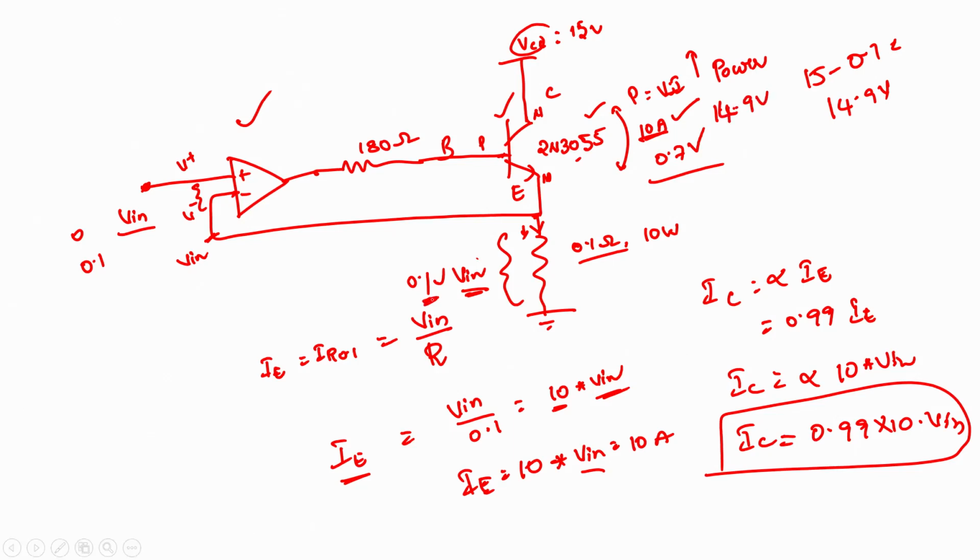And because of this 0.1 volt, what will be the current flow? When we calculate, it is nothing but V by R, 0.1 divided by 0.1, which is 1 amp. When you calculate the power dissipation, the power across the transistor is nothing but V into I. The voltage drop is 14.9 and I is 1 amp. So that means somewhere around 14.9 watts is being generated and utilized by your 2N3055.